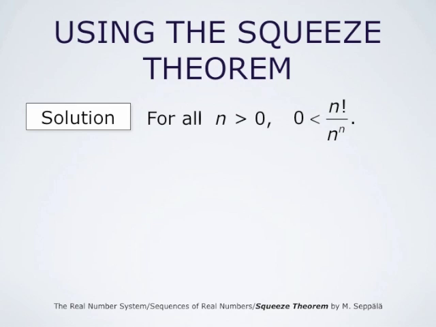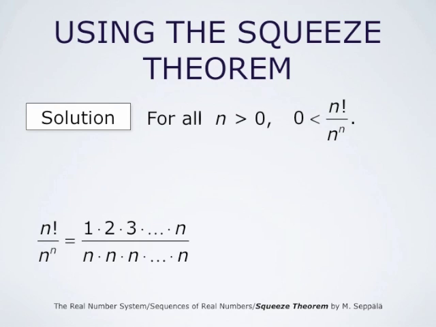Now we observe that for all positive integers n factorial is of course positive, and also n to the power n is always positive. Therefore we conclude that n factorial divided by n to the power n is positive as well, because it is the ratio of two positive numbers.